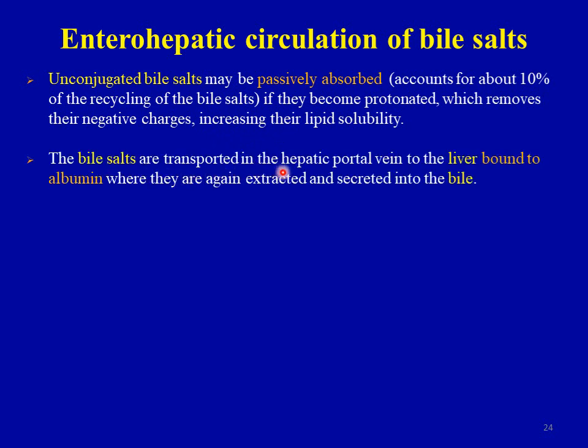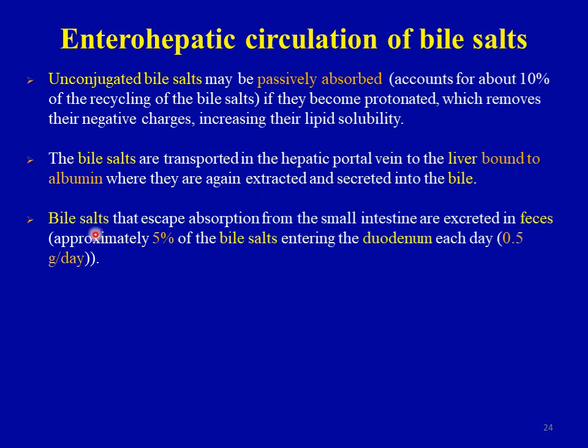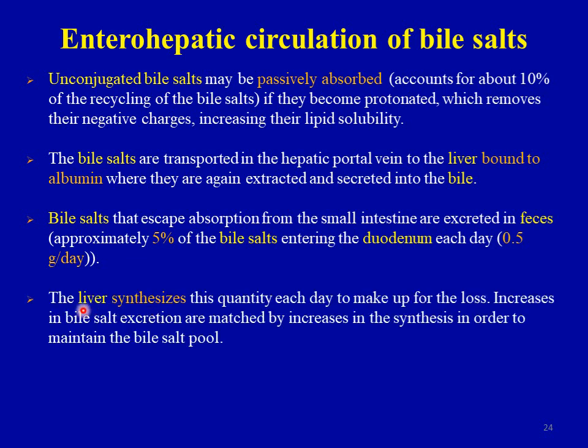The bile salts are transported in the hepatic portal vein to the liver bound to albumin because they are water insoluble, where they are again extracted and secreted into the bile. Bile salts that escape absorption from the small intestine are excreted in the feces, and this is approximately 5% of the bile salts entering the duodenum each day, which is about 0.5 gram per day. The liver synthesizes this quantity each day, about 0.5 gram per day, to make up for the loss. Increases in bile salt excretion are matched by increases in synthesis in order to maintain the total bile salt pool in the body. And with this slide, we end our lecture today.